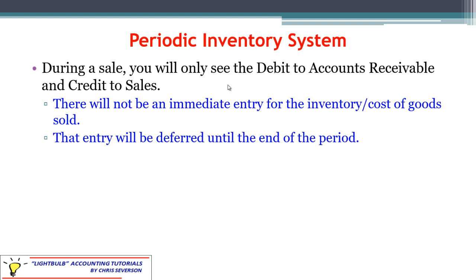Now, the other thing about a periodic inventory system is when you have the sale itself, you're only going to see the sales revenue side of things. You're not going to see the underlying cost until you do that reconciliation at the end. So you're only going to see a debit to accounts receivable and a credit to sales for the selling price. The entry related to inventory and cost of goods sold is going to be deferred until the end of the period when you do your reconciliation.